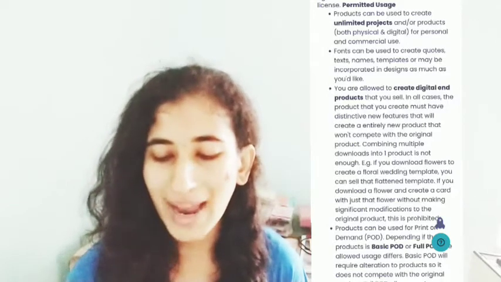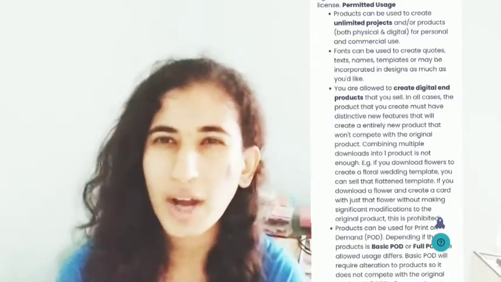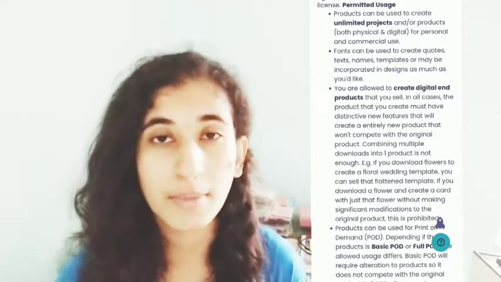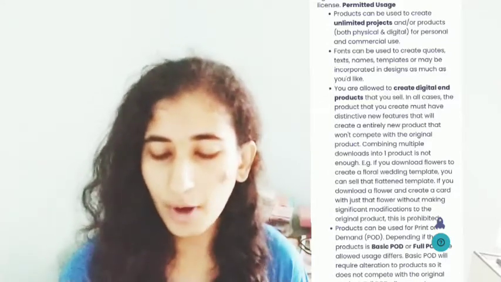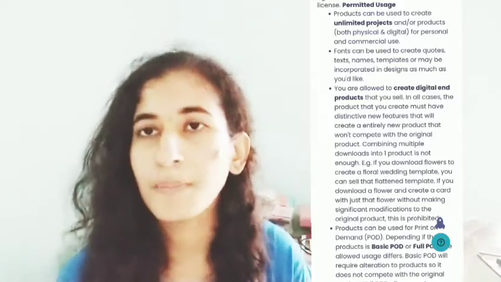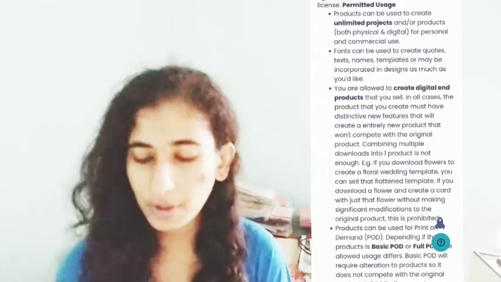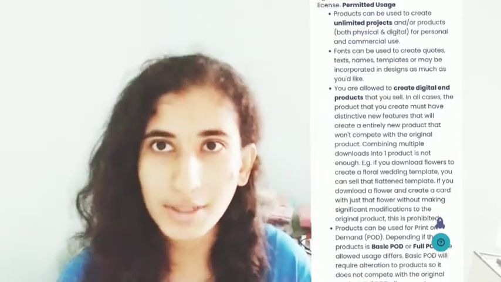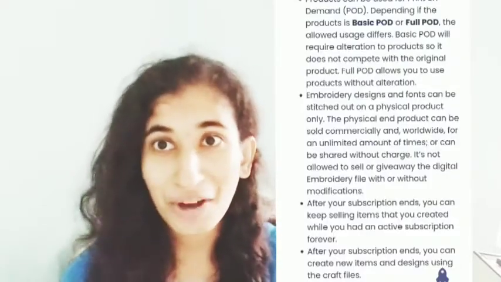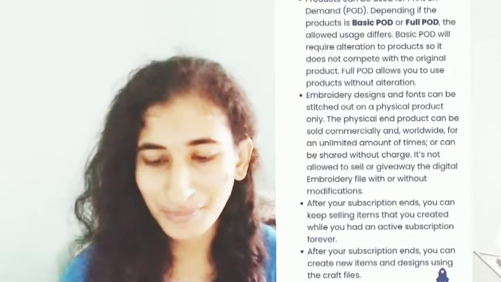Okay? So combining multiple downloads into one product is not enough. You need to actually modify them, edit them so that it does not at all look similar to the original product. Products can be used for print-on-demand depending on the license you have, the basic print-on-demand or the full. On the basic, you need to alter them, and for the full, you can use them as they are. Embroidery designs and fonts can be stitched on a physical product only. It's not for the digital file, so make sure you don't make that mistake.